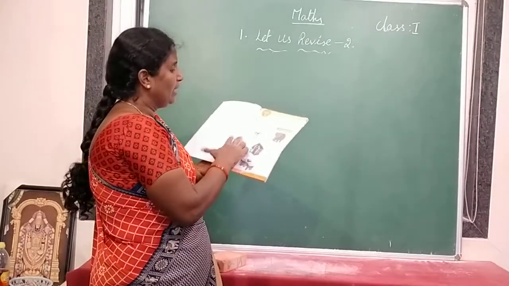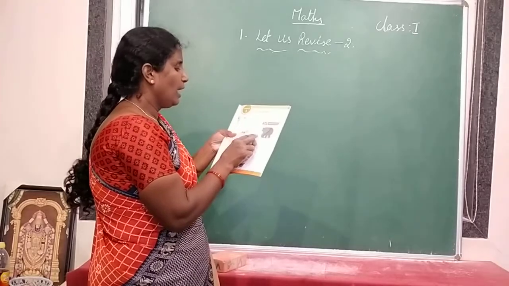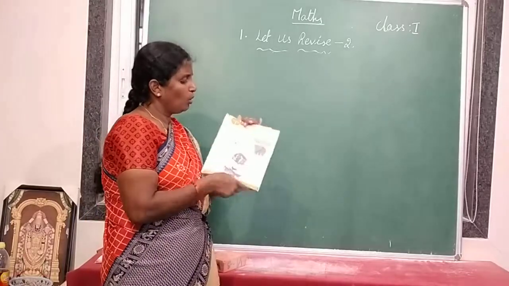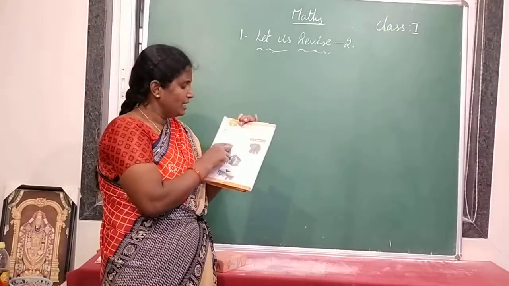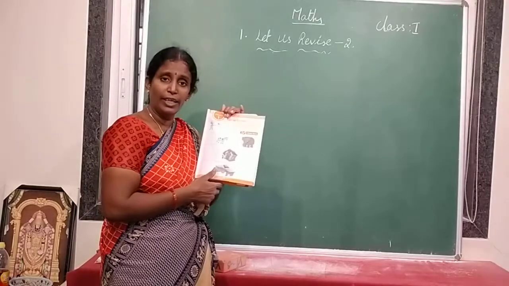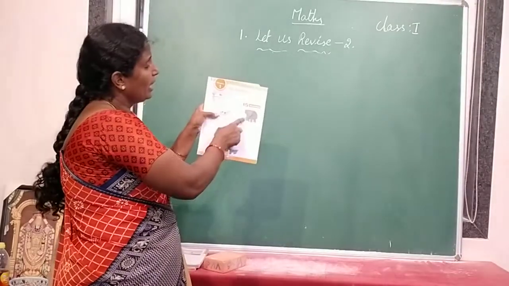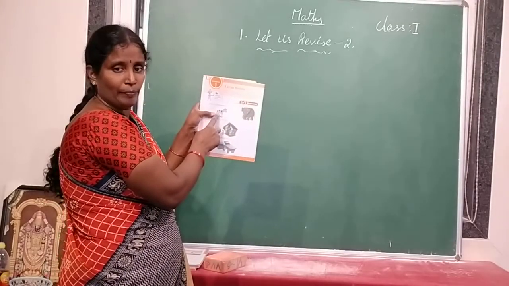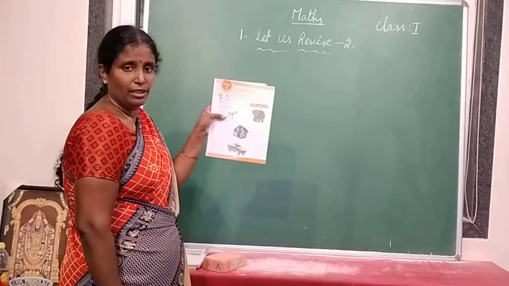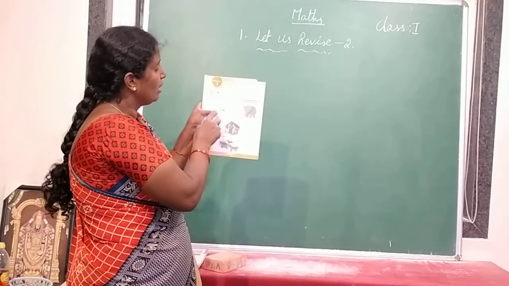In first one, take the big animal. Here goat and elephant. 2 animals are there. So goat and elephant. In these 2 animals, which one is big? Goat or elephant? Which is big? Which looks like big? Goat is bigger or elephant is big? Yes, elephant is big. So we have to put the tick.